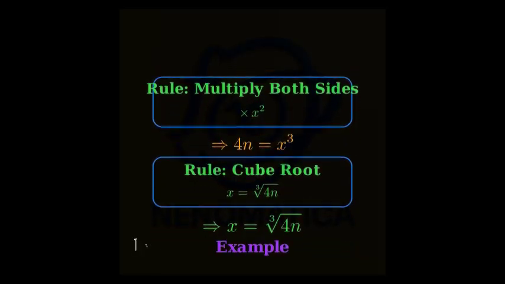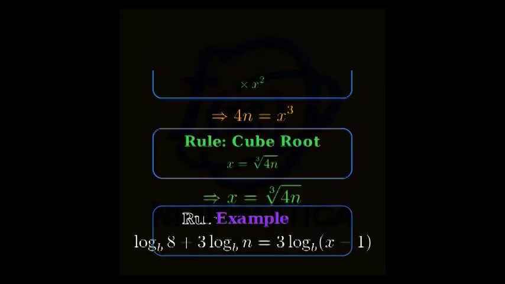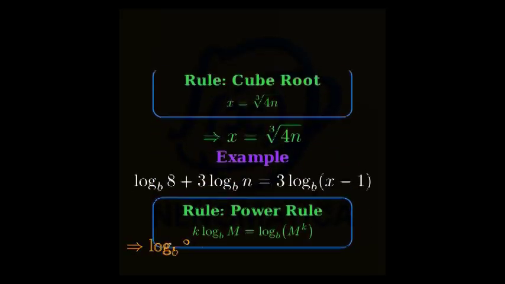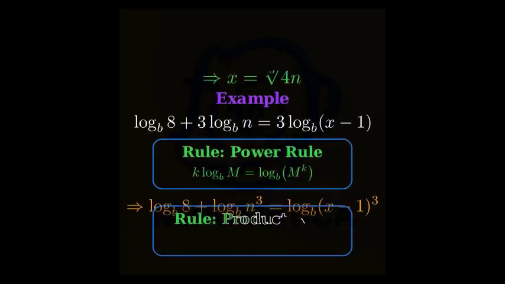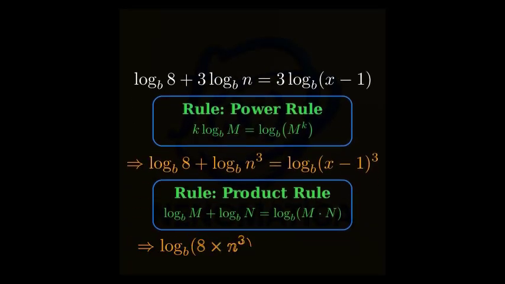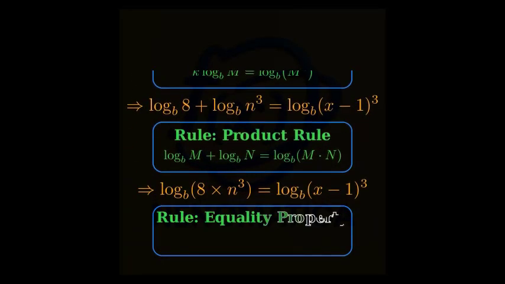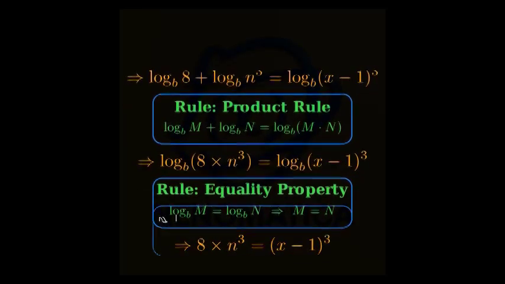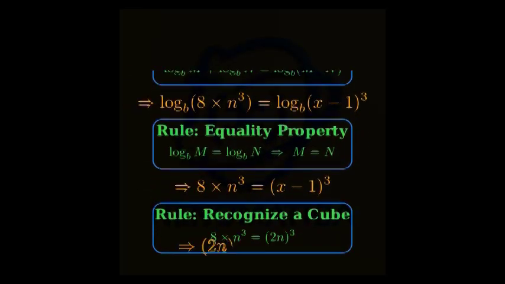Second equation. Apply the power rule to both sides. Next, use the product rule on the left-hand side. Equate arguments of the logarithms. Recognize that 8n cubed equals the cube of 2n. Take cube roots. Finally, solve for x.